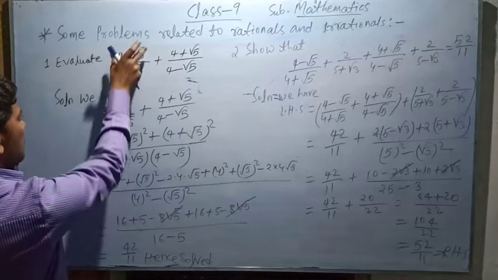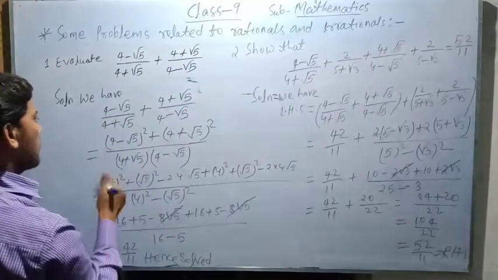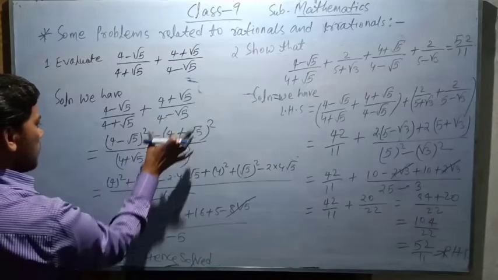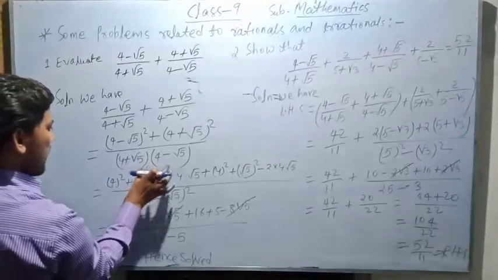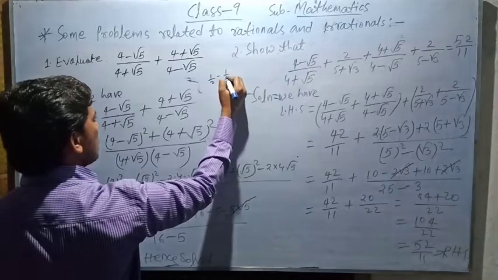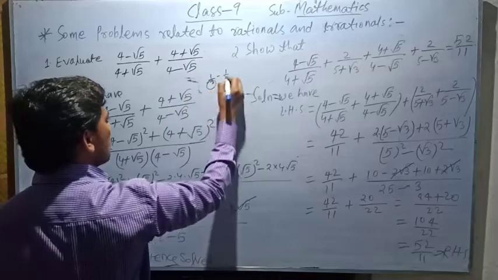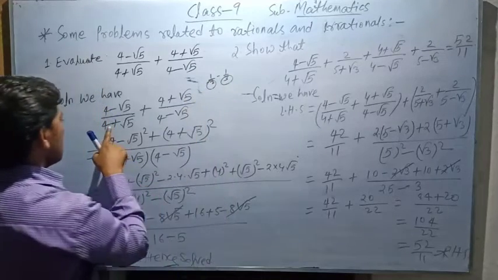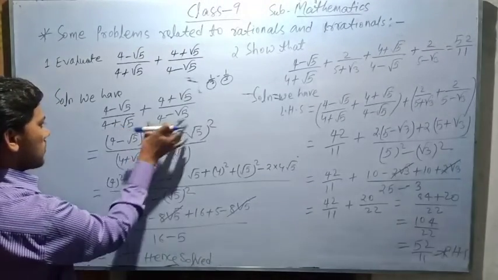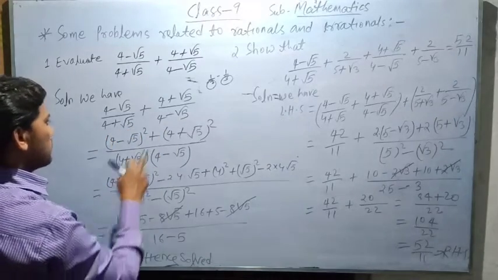Solution: we have (4 minus root 5) upon (4 plus root 5), plus (4 plus root 5) upon (4 minus root 5). We take the LCM of 4 plus root 5 and 4 minus root 5, which is 4 plus root 5 into 4 minus root 5. As for example, suppose 1 by 2 minus 1 by 3, then the LCM of 2 and 3 will be the product of 2 and 3. Similarly, the LCM of 4 plus root 5 and 4 minus root 5 is the product of 4 plus root 5 into 4 minus root 5.